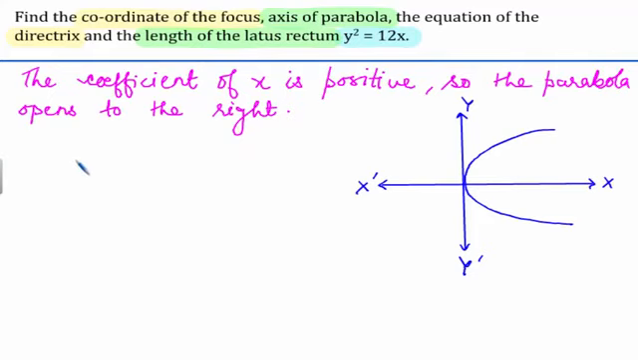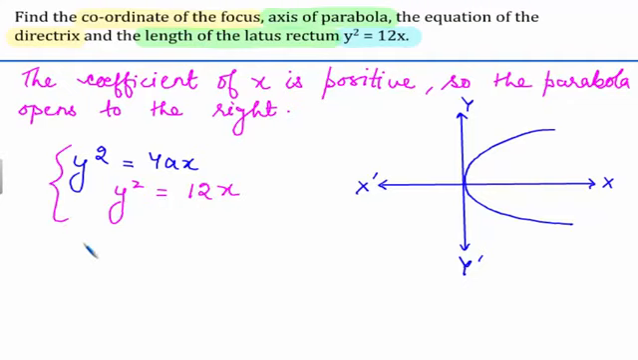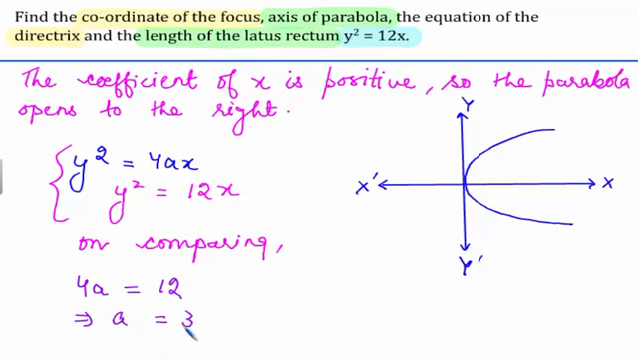Now the standard form of a parabola which opens to the right and is symmetric along x-axis is given by y square is equal to 4ax, and the given equation is y square is equal to 12x. On comparing these two, we see that 4a is equal to 12. This implies that a is equal to 12 divided by 4, that is 3.